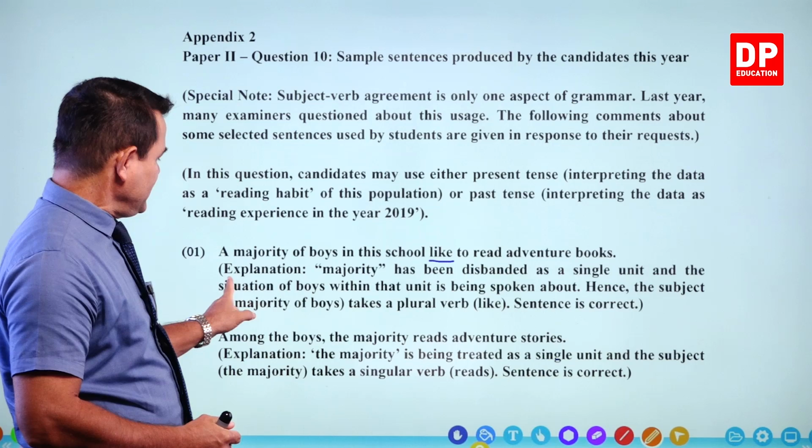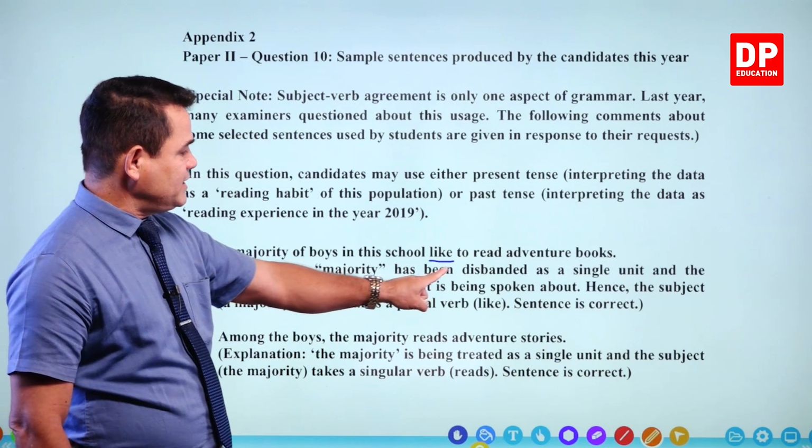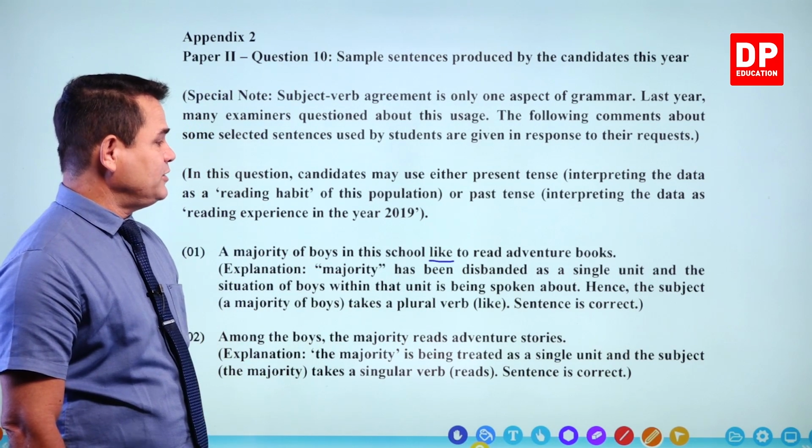And explanation. Majority has been disbanded as a single unit.